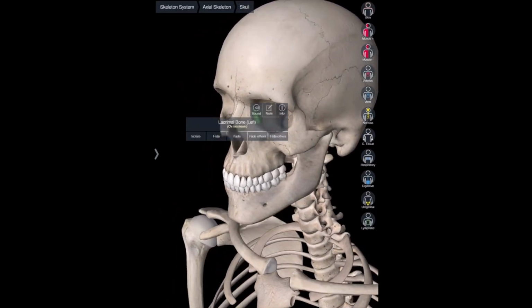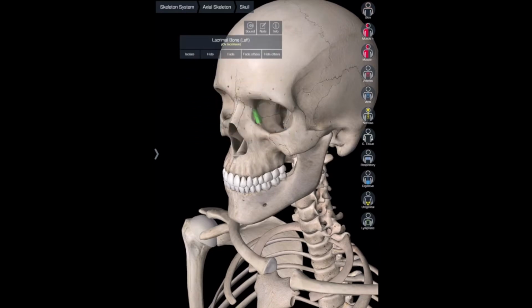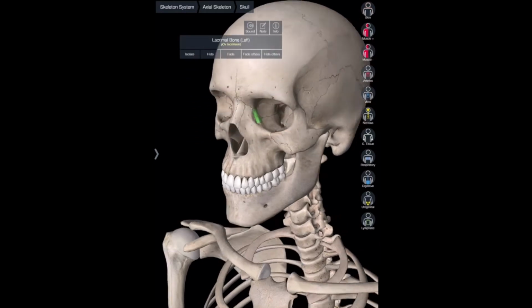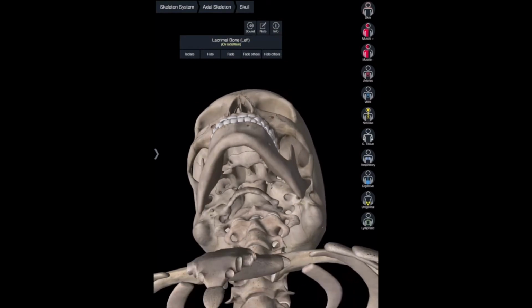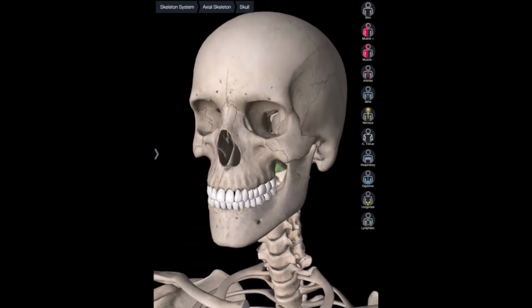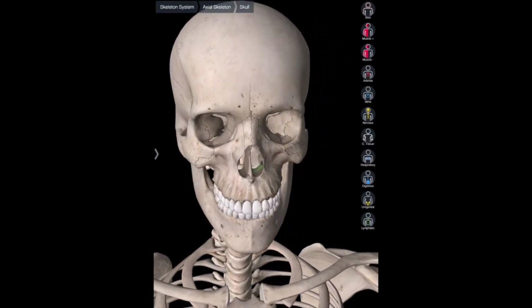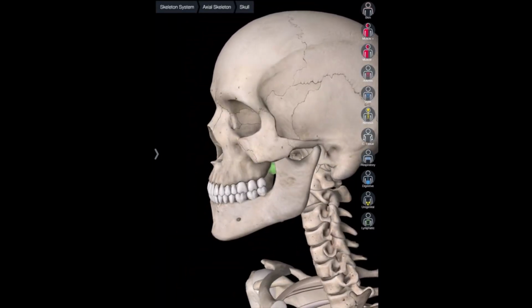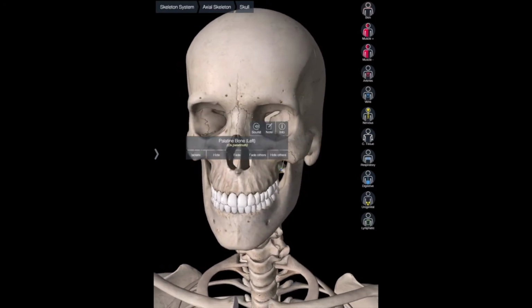Well, the lacrimals make 11, 12. And then the palatine bones, right there, palatine bones, right and left, make 13, 14. So 14 bones, 14 facial bones, 8 cranial bones.